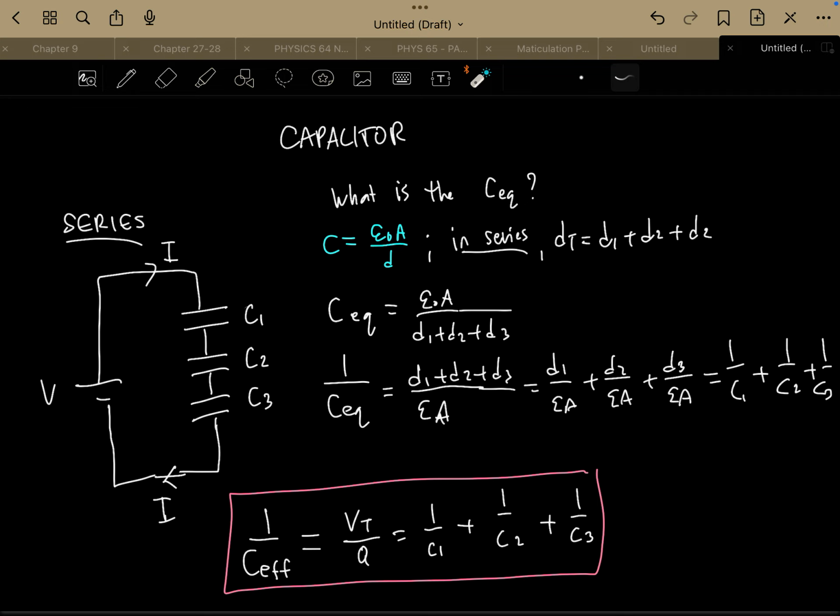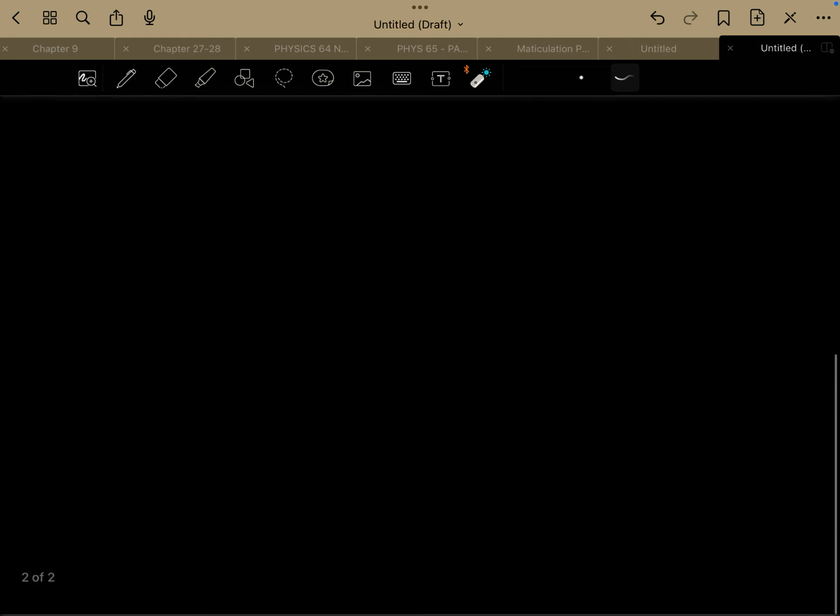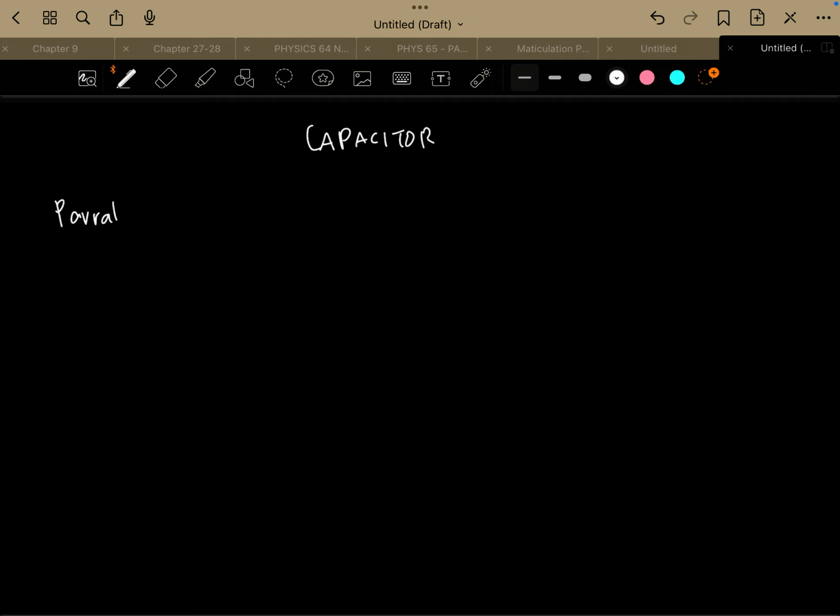Now let's look at parallel capacitor. Parallel. So in parallel kita ada macam ni.